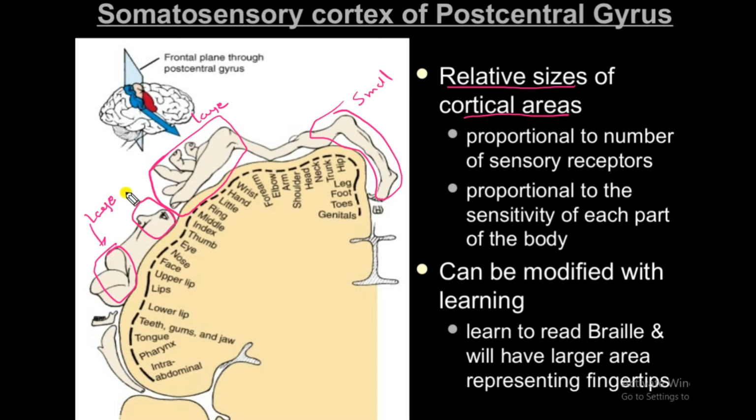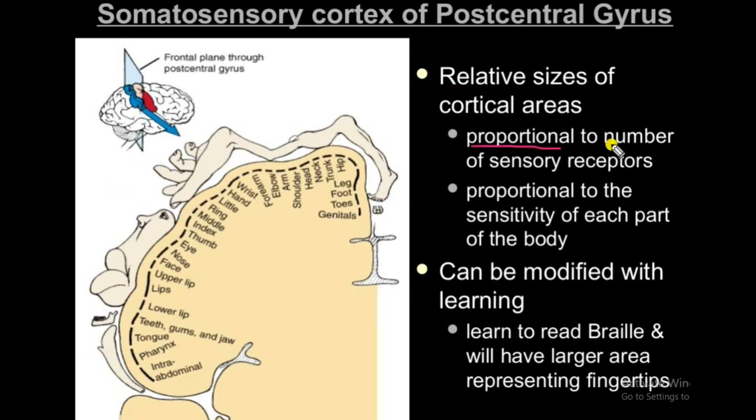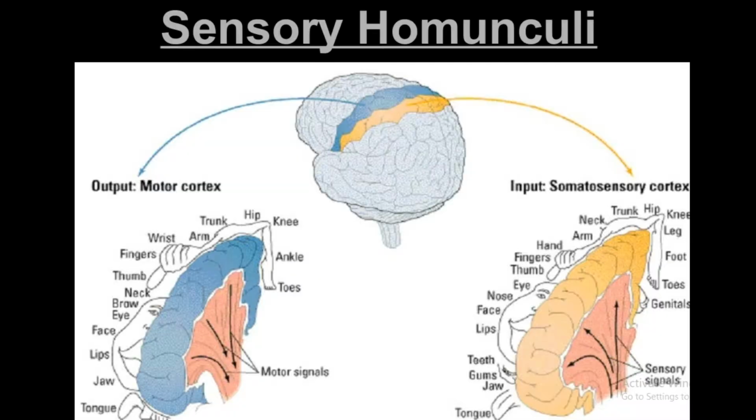very large and the eyes and nose are very small. This means that the relative size of cortical areas is proportional to the number of sensory receptors, proportional to the sensitivity of each part of the body, and can be modified with learning. Someone who learns to read Braille will have a larger area.